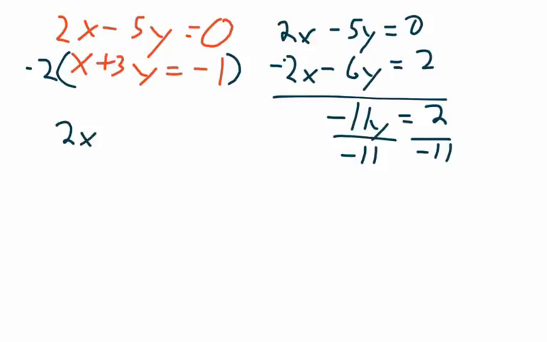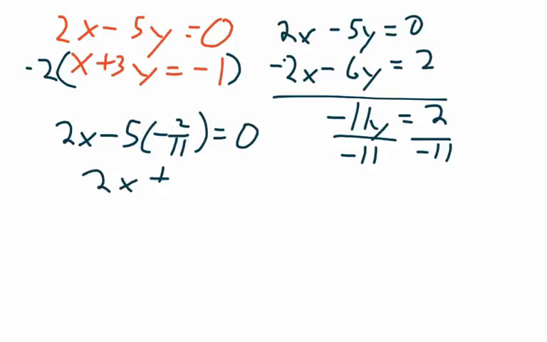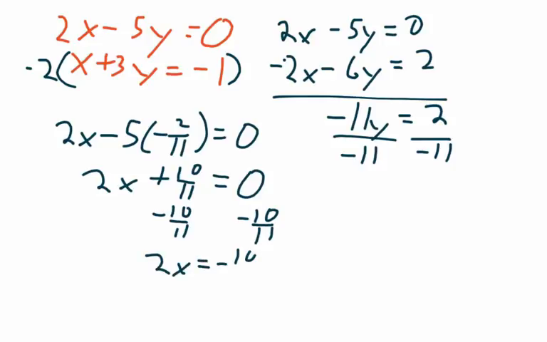Plug that back into the top equation. And so I got 2x plus 10/11 equals 0. Subtract the 10/11. I got 2x equals -10/11. Divide both sides by 2, and x turns out to be -5/11.